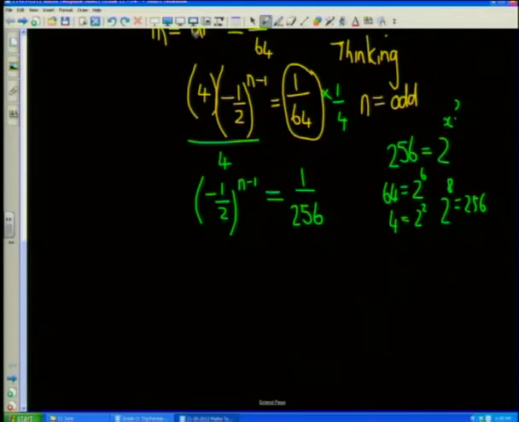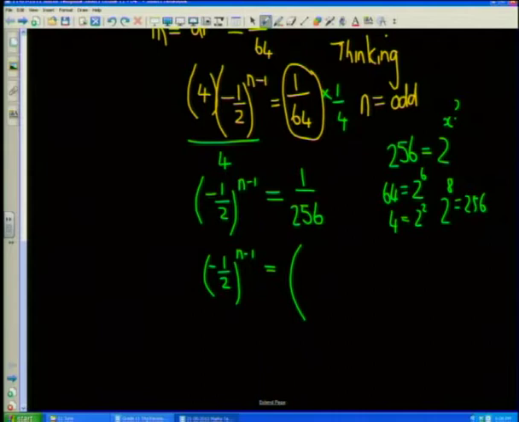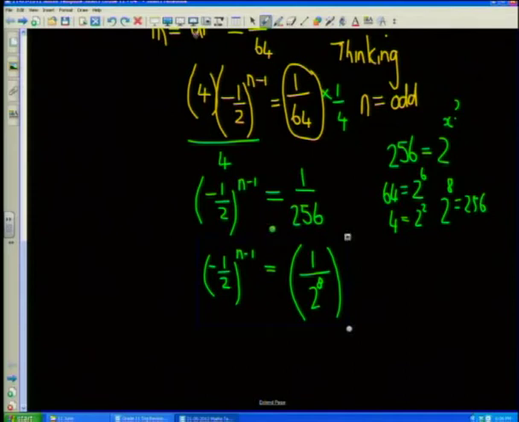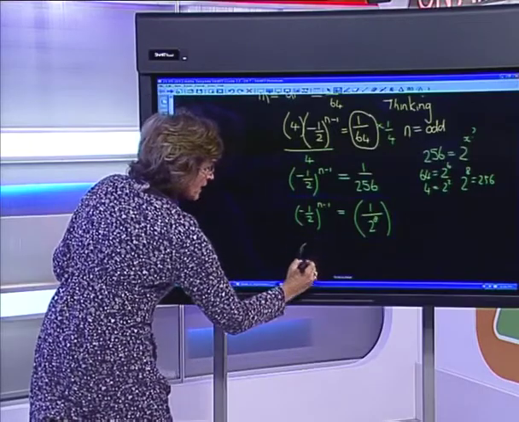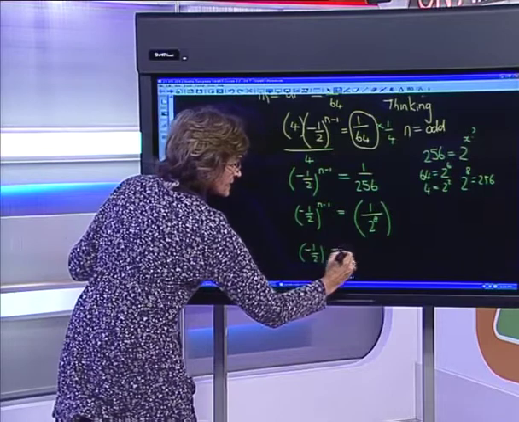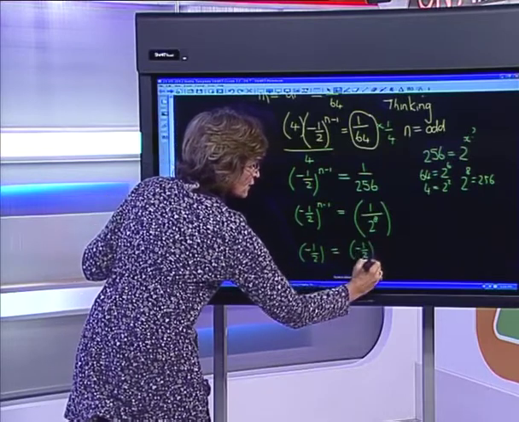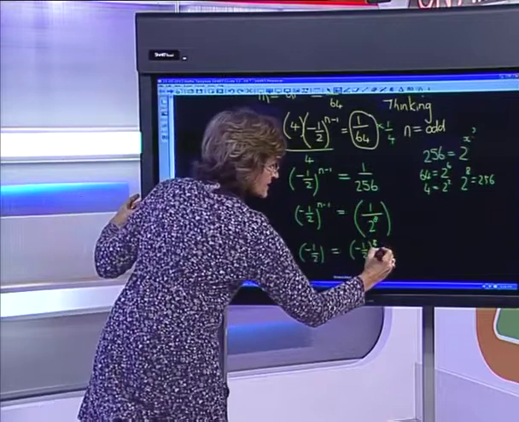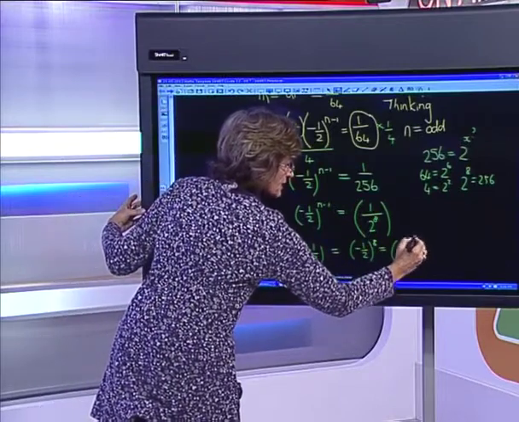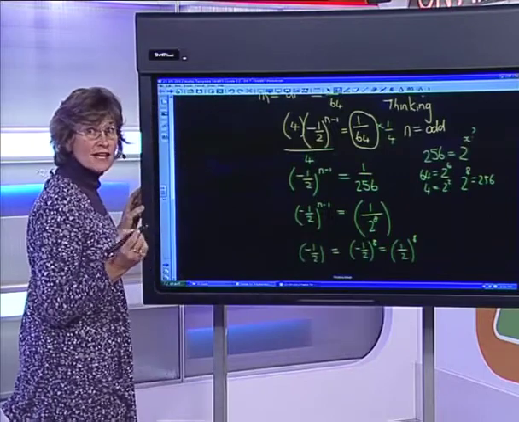Okay, right, so let's have a look. I've got negative a half to the n minus 1 is equal to 1 over 256. Well, 256 we've decided is 2 to the 8. Right, now we've got a problem because this thing here is minus a half and this thing here is positive a half. But remember that because this is an even power, I could actually say that this is the same as negative a half to the 8. All right? Because that is the same as positive a half to the 8. Only because it's an even power. We can't do that if it's an odd power.